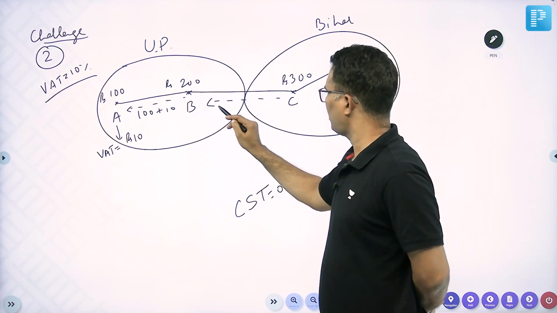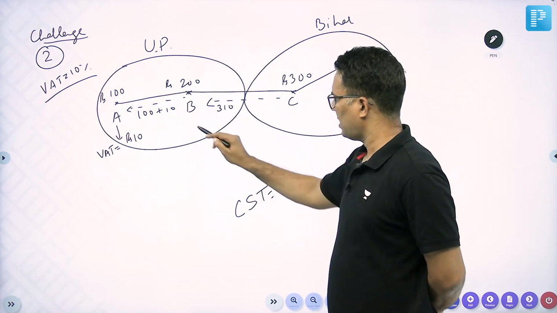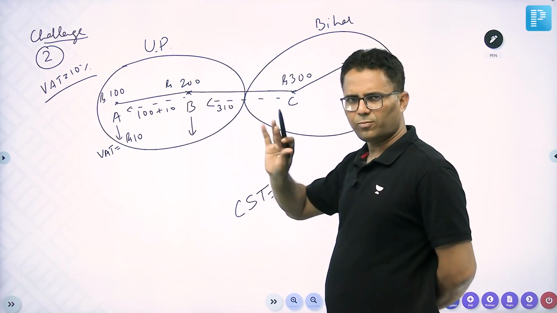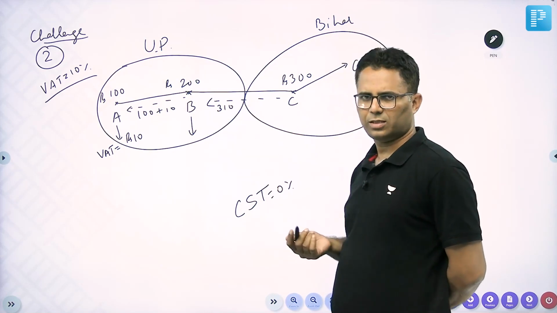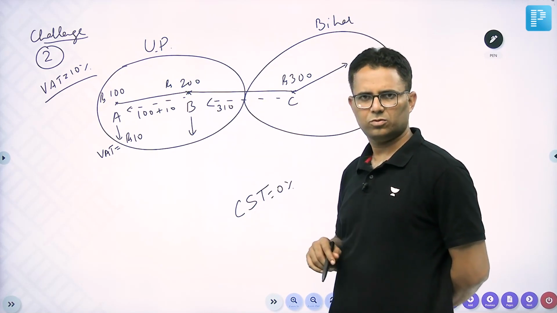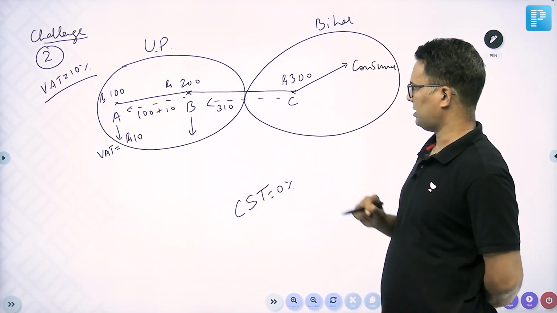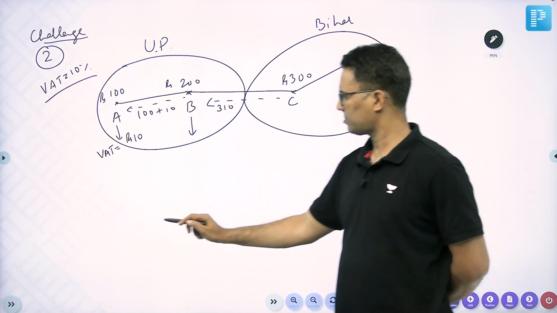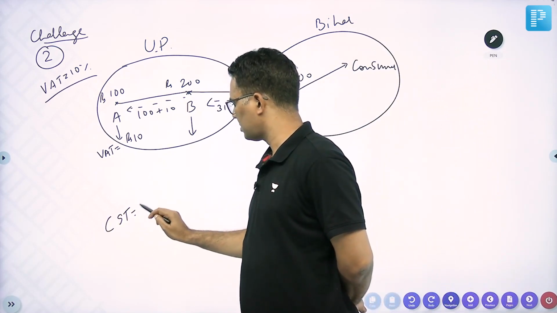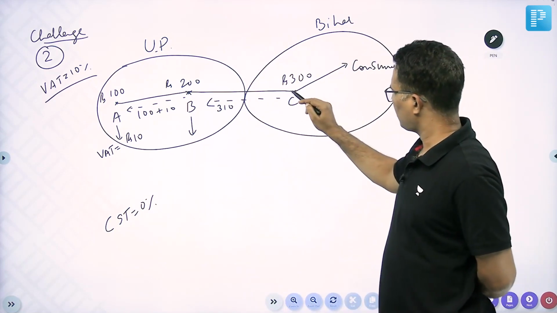So C will pay 310. And B will not deposit anything to the government. B did not collect VAT, and CST is 0. Right? Okay. Now it came to C. Now focus on C.